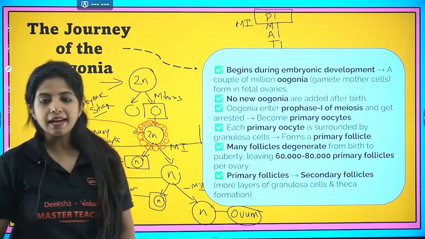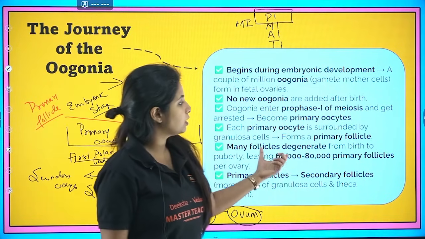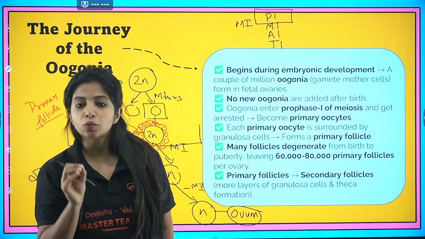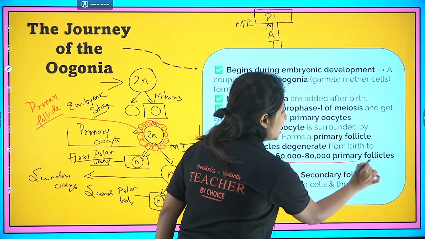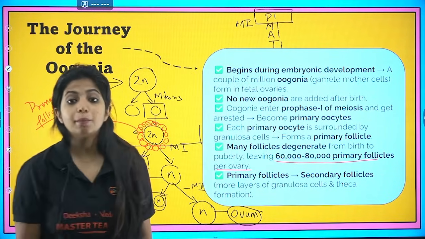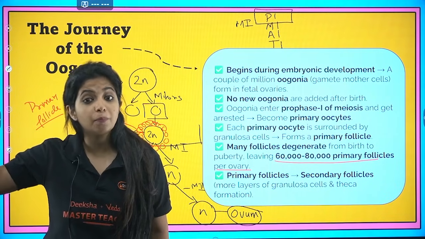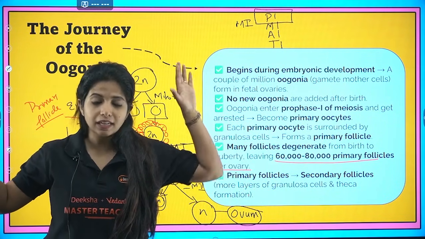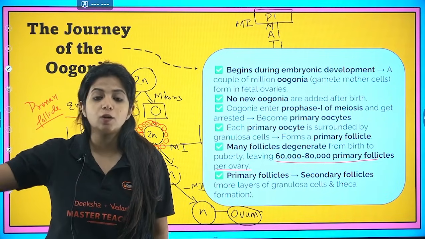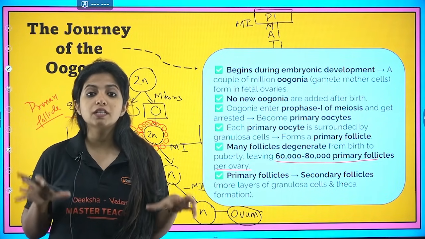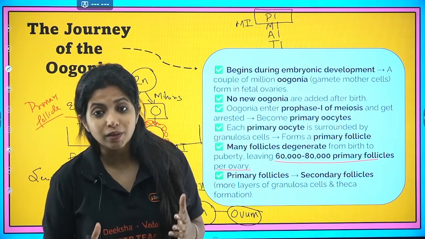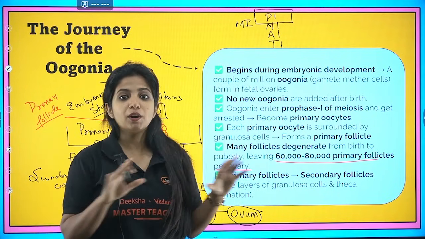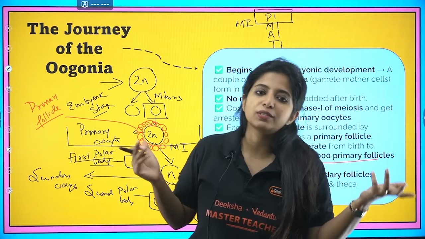And how many follicles do we have? Many follicles from birth to puberty. But when we hit puberty, only 60,000 to 80,000 primary follicles are there per ovary. One here, one here, 2 ovaries are there. So 60,000 to 80,000 here, and 60,000 to 80,000 over here. These are the primary follicles which are left behind until we reach puberty. When they run out, that's when we say that a person has menopause. They do not have any menstrual cycle now because there is no egg to be released.